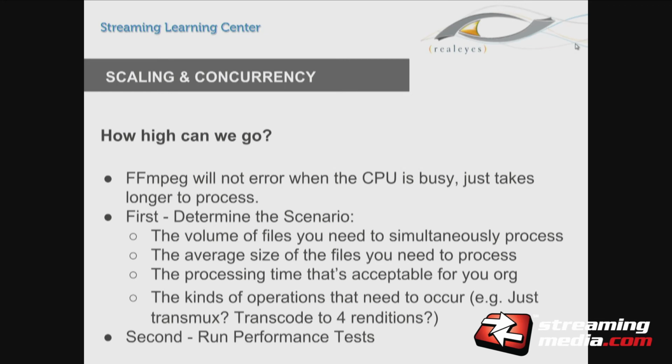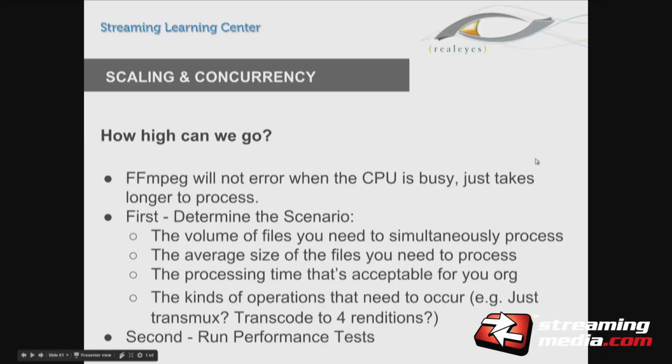things that are not obviously done already is scaling. How can we grow? FFmpeg will not error when the CPU is busy. It just takes longer to process. Keep that in mind. If you try to encode 50 jobs at the same time, well, maybe at that point you might actually get an error, depending on how many CPU cores you have. Things are just going to take slower. All of them are going to take slower.